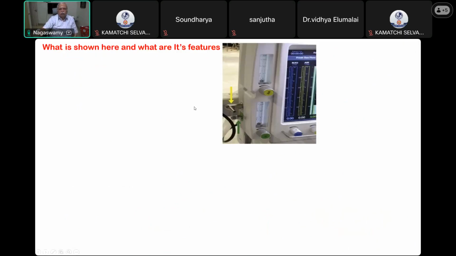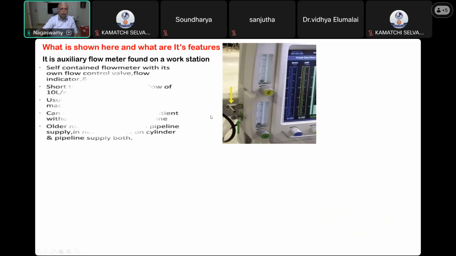Now, something present in the newer machine is being shown here. Carefully watch. What is this portion mainly? It's the auxiliary oxygen and air port with flow meters, both for air and oxygen. You have separate auxiliary flow tubes with an outlet.